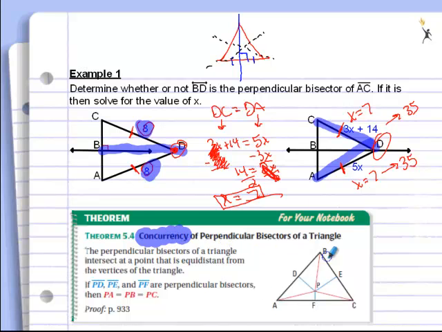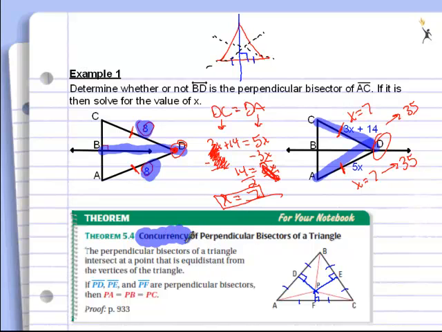You can even see this little diagram. This line is the perpendicular bisector of this segment. This line is the perpendicular bisector of this segment. And this line, as small as it is, is the perpendicular bisector of that segment. Now, let's read the theorem, or the concurrency of perpendicular bisectors.